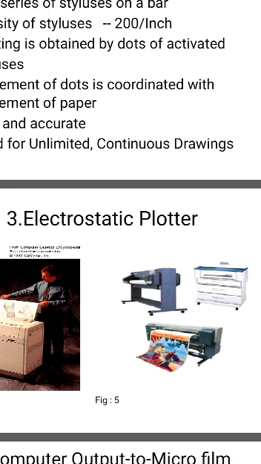It consists of a series of wires. Series of wires means the wires will be in a line. The stylus is mounted on a bar. Bar means a rod, which is mounted on top, spanning the width of the charge sensitive paper. From there the paper will be wrapping and coming out.